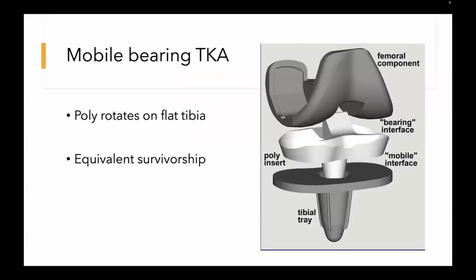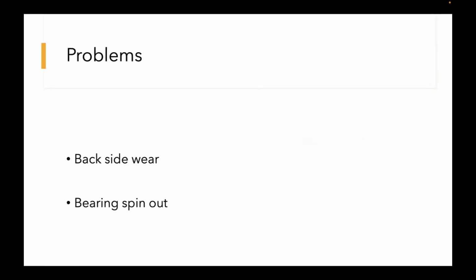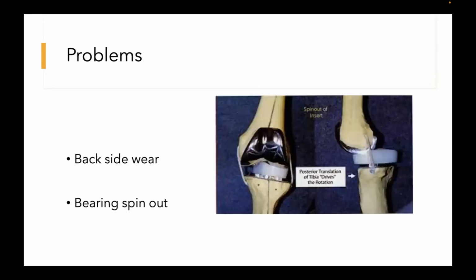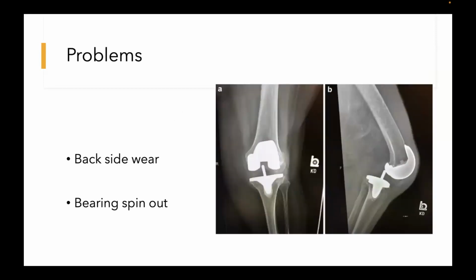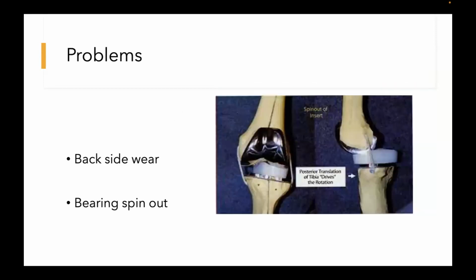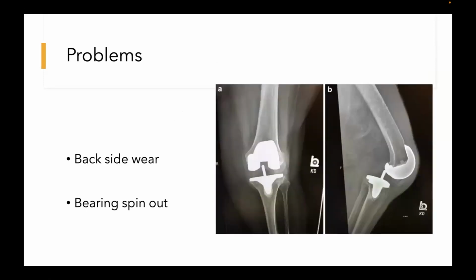So mobile bearing TKA, let's discuss about mobile bearing TKA. This is available in the market now. The poly rotates on the flat tibia. It has got equivalent survivorship when compared to CR and PSNE. But the problem with mobile bearing TKA is the backside wear and the bearing spin out. This is a model showing the bearing spin out, and this is an X-ray showing the bearing spin out.